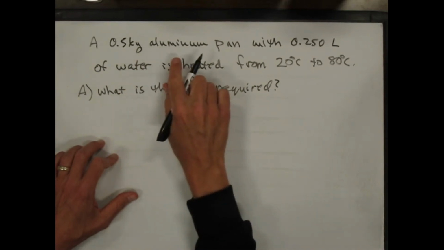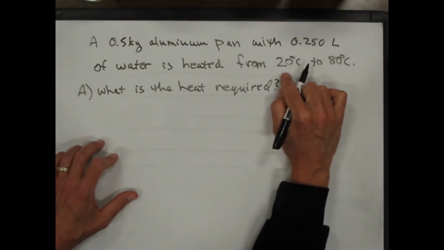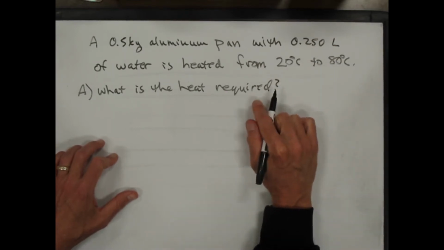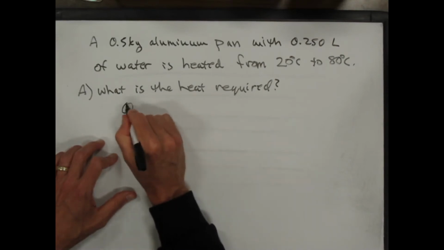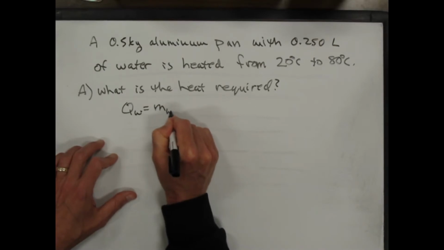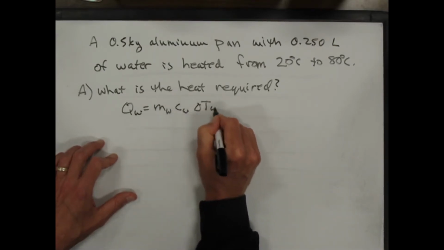So a 0.5 kilogram aluminum pan with 0.25 liters of water is heated from 20 degrees C to 80 degrees C. What's the heat required, right? So we have to transfer, we could say Q for the water is equal to M water times C for the water times delta T for the water, right?